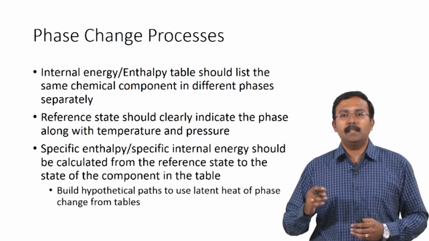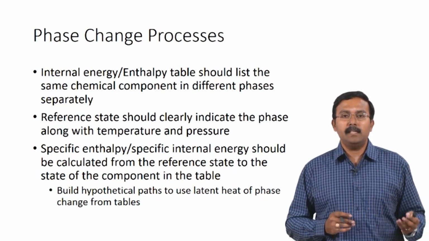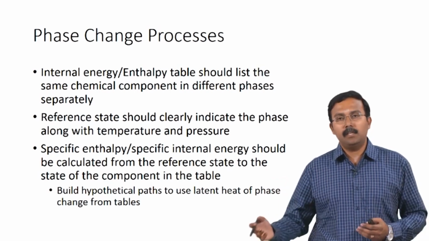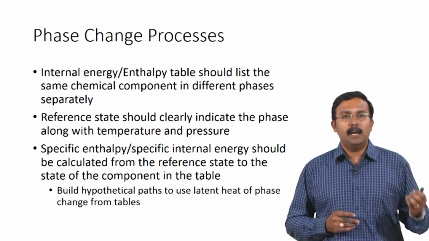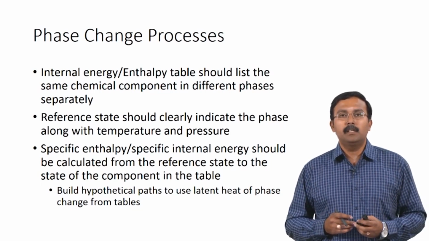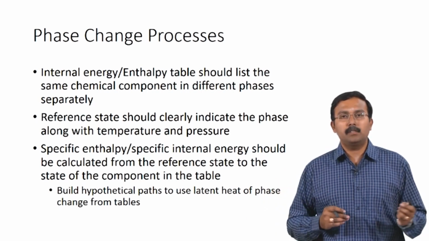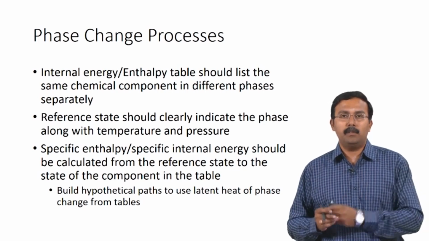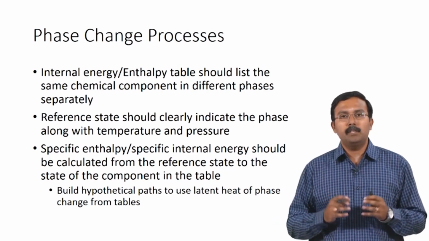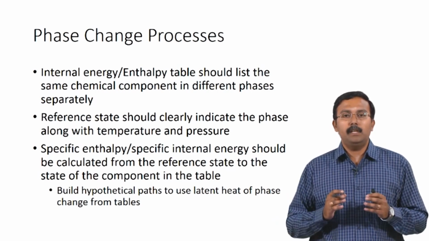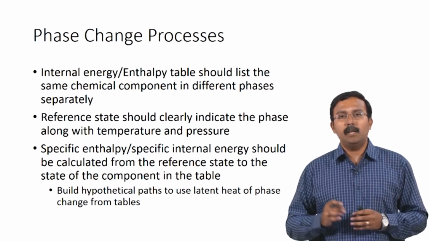When we calculate the specific enthalpy or specific internal energy, we should be considering the change from the reference state to the state of the component in the table. So, if we have a reference state which is liquid at T temperature and P pressure going to vapor at T temperature and P pressure, then the process would be the vaporization from liquid to vapor at the temperature of T and pressure of P. So, this kind of thing has to be accounted for. We need to build hypothetical paths to use the latent heat of phase change which is available from tables.